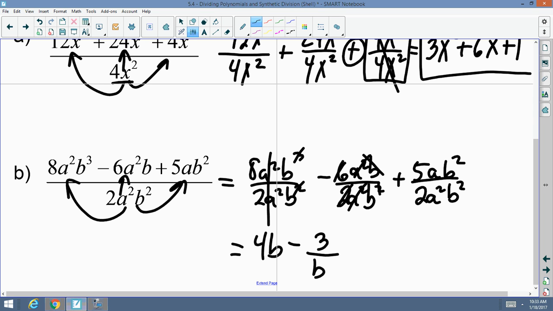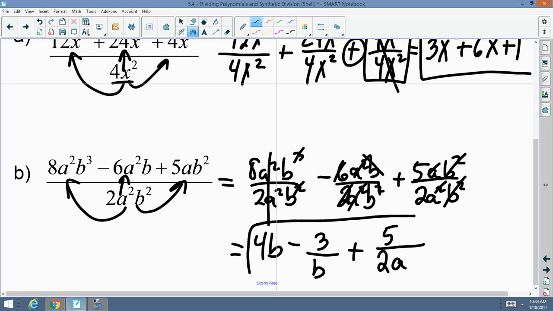And then last but not least, what would I be left with here? 5 halves, for sure. That doesn't change, yeah? A on the bottom. I take an a from the numerator, take an a from the denominator. I'm left with 1a in the denominator. And that is my answer. Does that make sense? You sure? Okay. Let's move on.